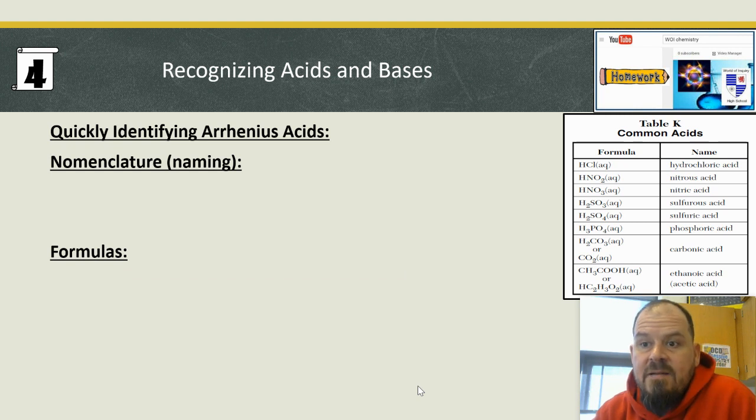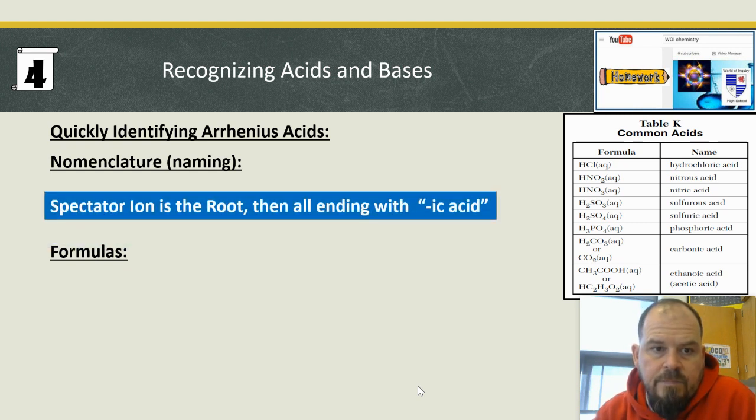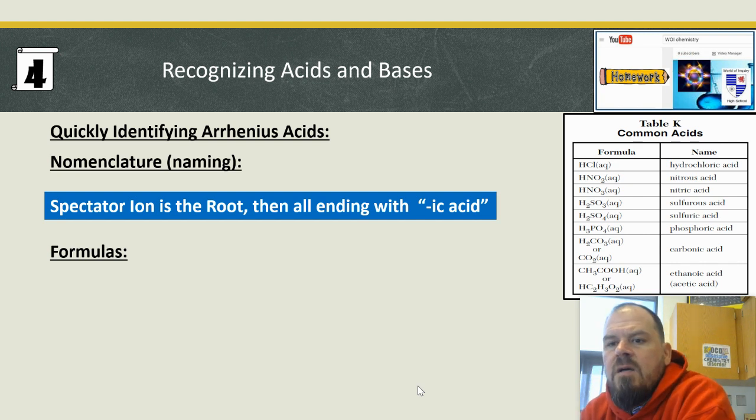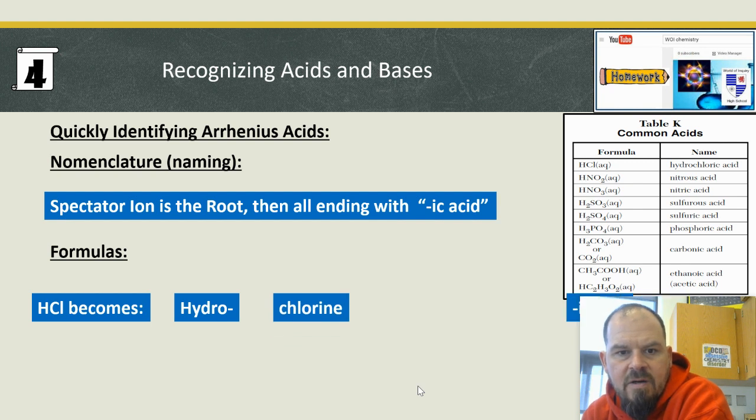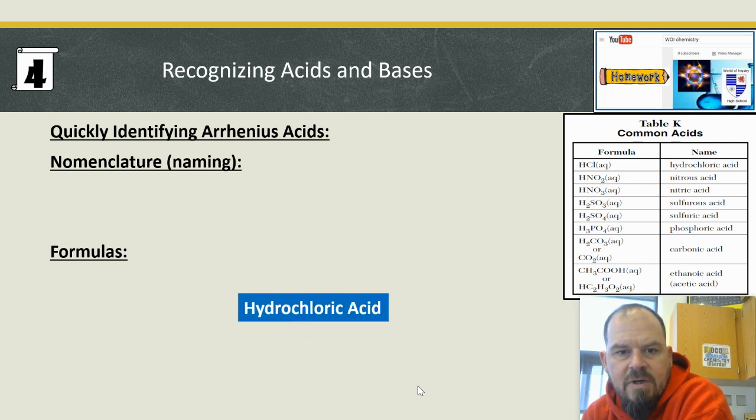Okay, how do we name these things? The spectator ion is the root, and then all acids end with ic acid. So hydrochloric acid; then nitrous acid has to do with the difference between nitrate and nitrite, so they call it nitrous acid and nitric acid. Sulfurous acid and sulfuric acid. Phosphoric acid. Carbonic acid. They all end in ic acid. HCl becomes hydro, chlorine becomes chloric acid: hydrochloric acid. Boom. You don't really need to know how to name these things.